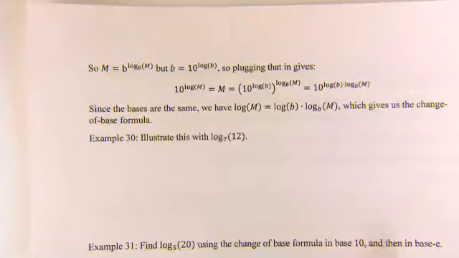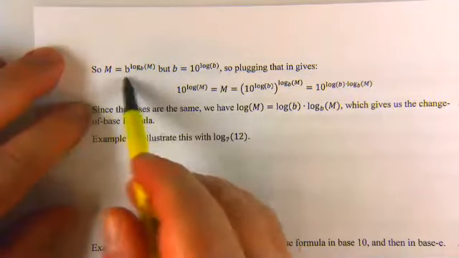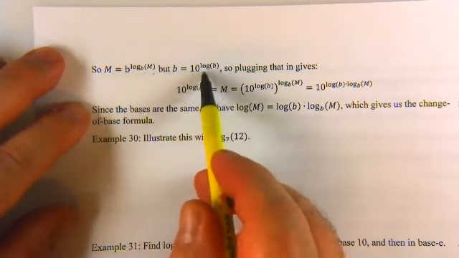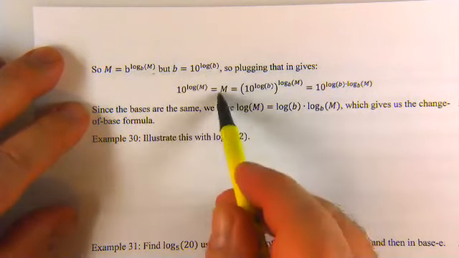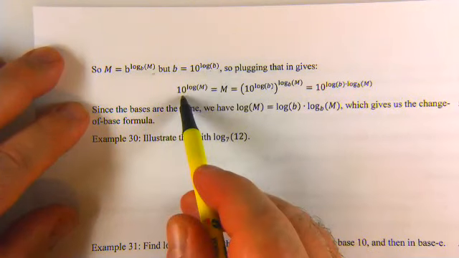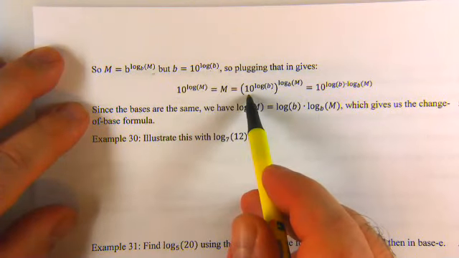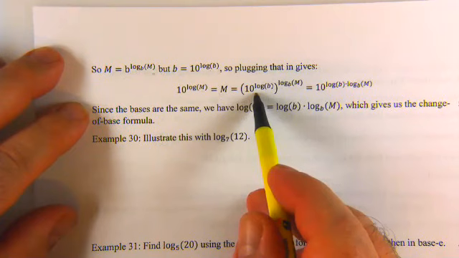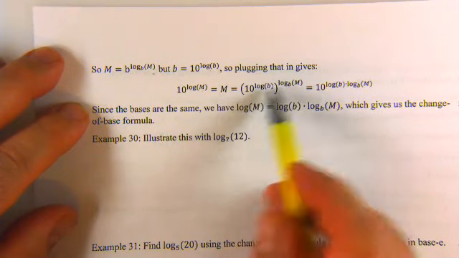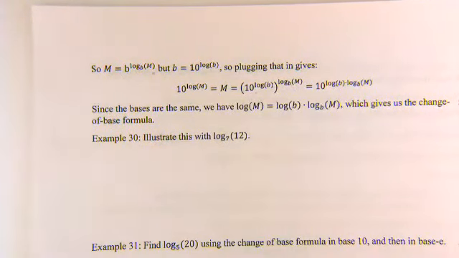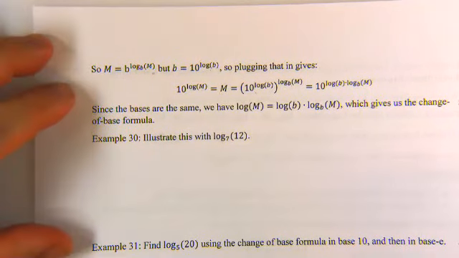So m equals b to the log base b of m, but b is also 10 to the log base 10 of b. So you plug everything in. M, the number that you're looking for, you can write it as 10 to the log of m, but you can also write the base in terms of powers of 10 and then the log base b of m. So how does that actually work for this? Log base 7 of 12.